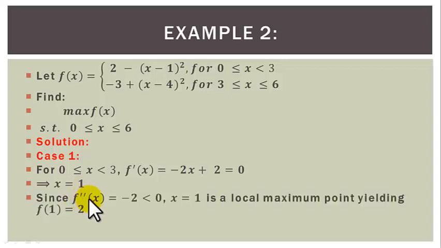Since the second derivative is equal to minus 2, that's differentiating this function with respect to x, it will give us minus 2, and this is less than 0. That means x equals 1 is a local maximum point, yielding f(1) equals 2. That's when you put x equals 1 here, since 1 lies in this interval. That will be 1 minus 1 is 0, 0 squared is 0, and 2 minus 0 will give us 2.